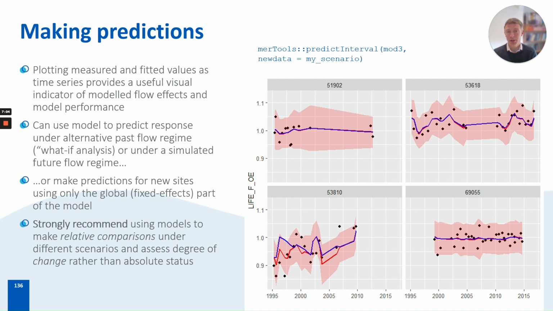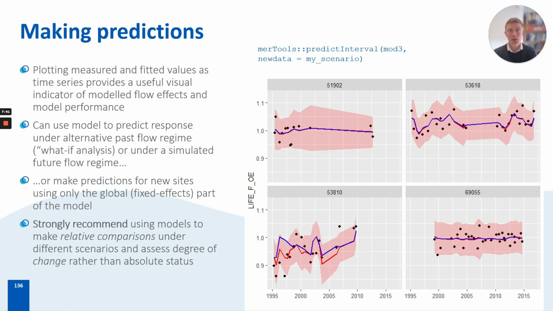When using hydroecological models to make predictions in this way, we do strongly recommend using the models to make relative comparisons under different scenarios, just as you can see on screen here where we're exploring the effect of altering a compensation flow. By doing this, we're able to assess the degree of change between 2 different scenarios rather than try to make predictions of absolute status. Working in this way means that we are able to essentially isolate the effects of flow, and we're simply making comparisons between 2 different flow scenarios.